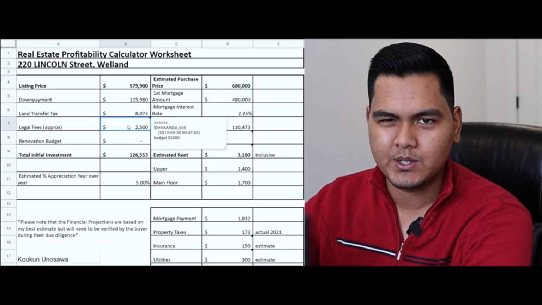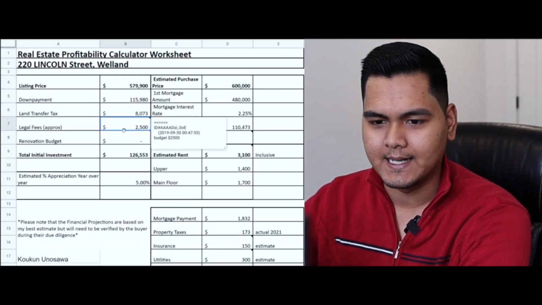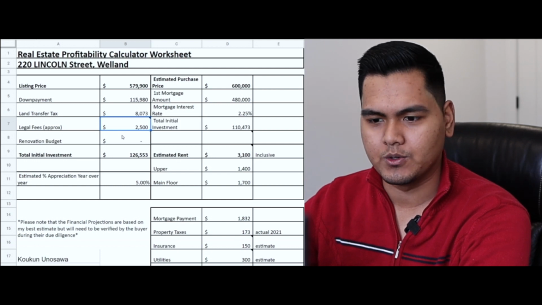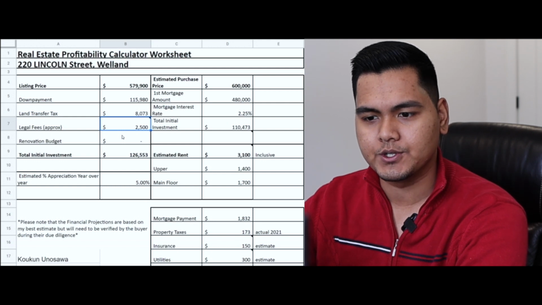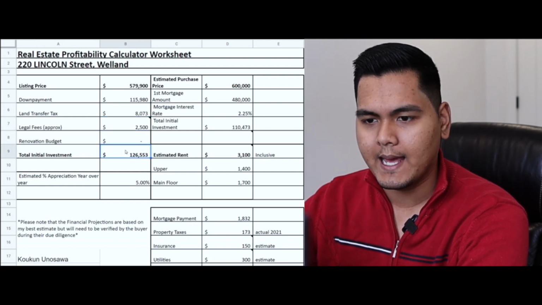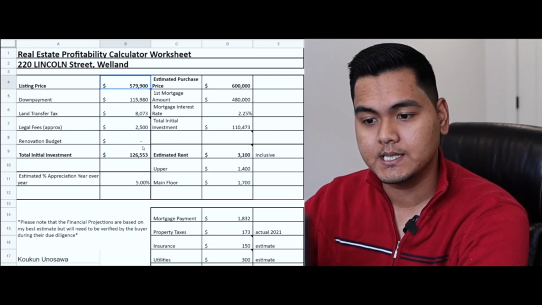Legal fees, we estimate $2,500. That's your lawyer's fees, your title insurance, and the miscellaneous fees that come with purchasing a property. So all in all, at this listing price, the total investment needed would be about $126,000.